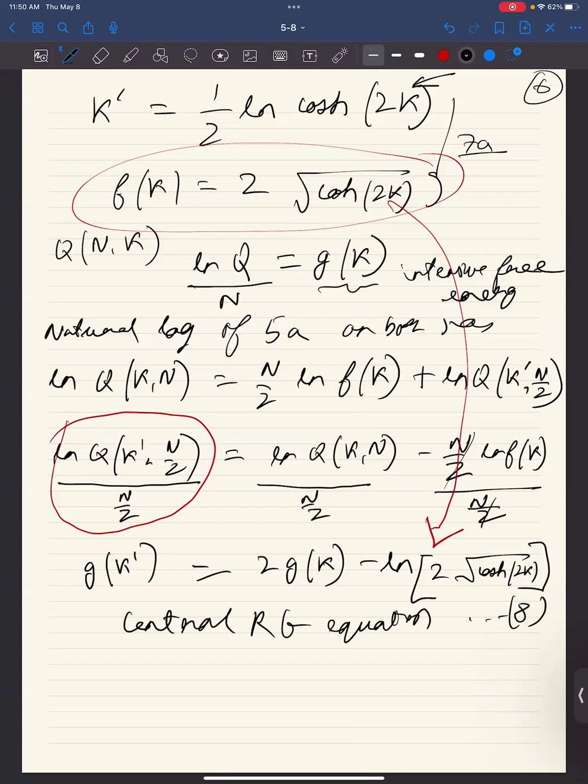And this is what we are almost there to take to our advantage. What is this telling us? This is telling you: start with one value of k prime. If you can get the value of g, the free energy, for this k prime, then you can get the value of g for some other k prime. So let's see this in action.